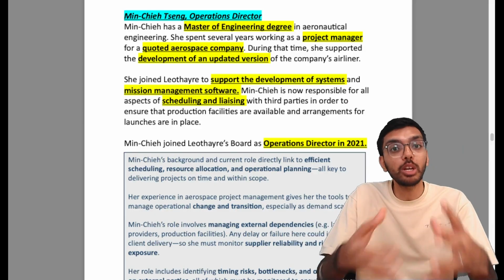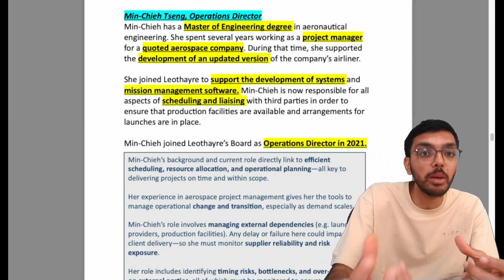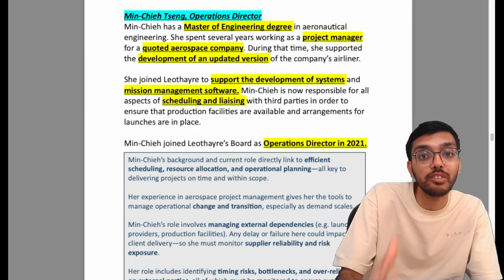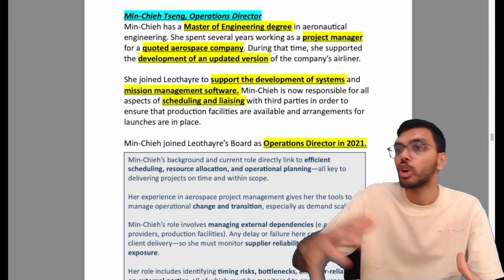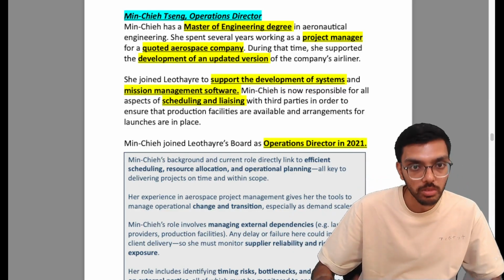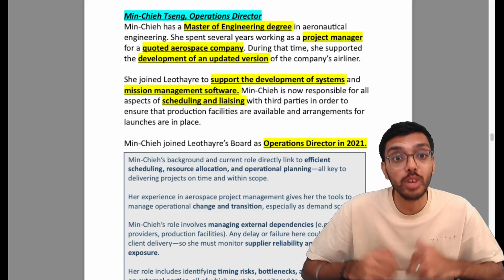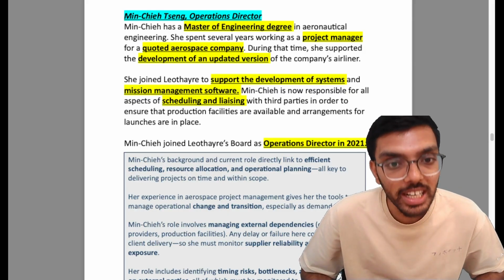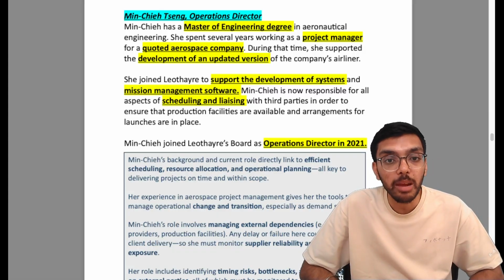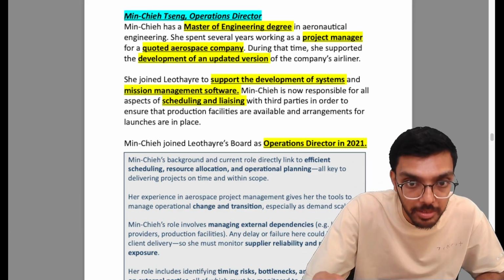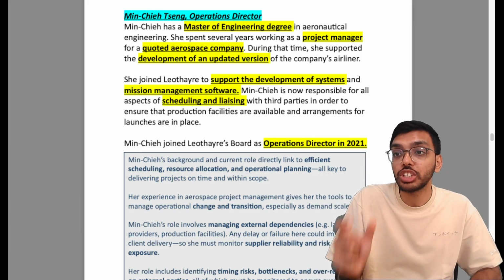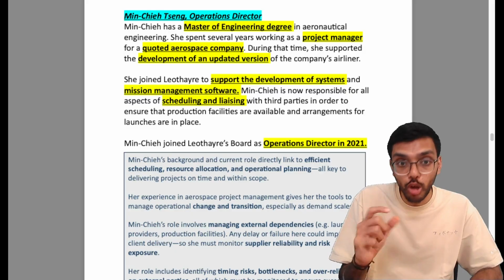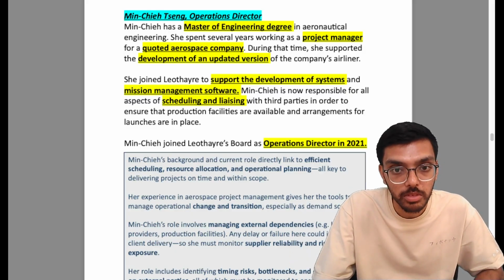So she'll be able to guide the operations in a much better way of what kind of satellite we can make to reduce our launch costs. For example, she is also an expert. She has an engineering degree. She joined Leothayre to support the development of systems and mission management software. Remember, she joined Leothayre for software management.